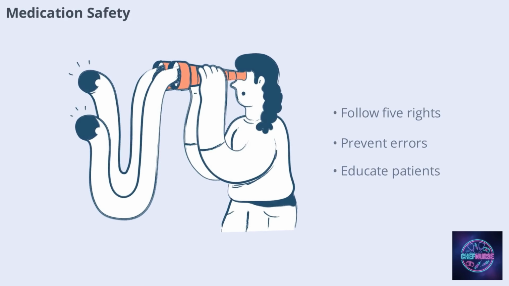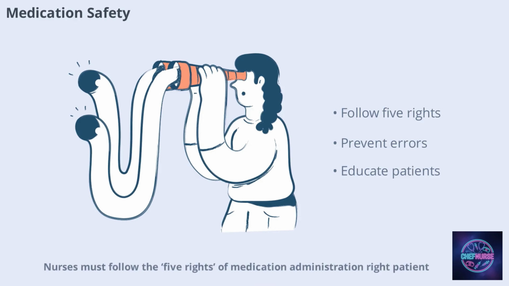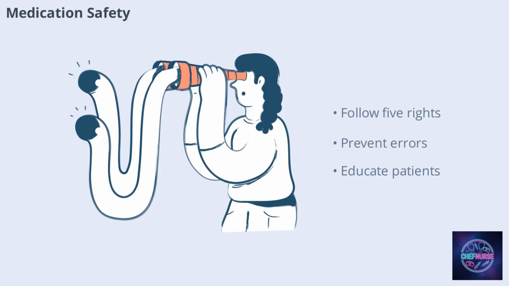Medication safety is crucial for preventing errors and ensuring positive patient outcomes. Nurses must follow the 5 rights of medication administration: right patient, right drug, right dose, right route, and right time. The NCLEX may test your ability to identify potential errors, respond to adverse reactions, and educate patients about their medications. We'll discuss strategies for safe medication administration and error prevention.